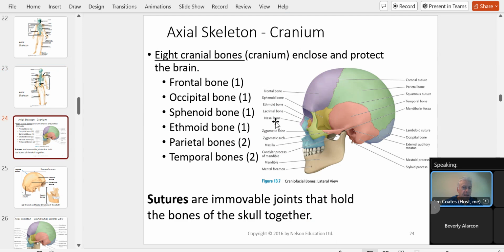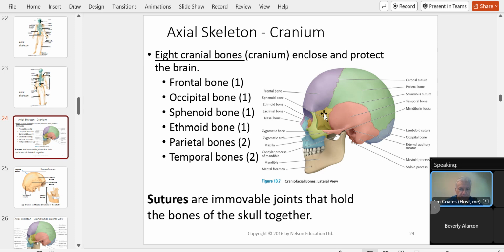You'll see there, we've got the frontal bone. You've got your occipital bone, and you can actually feel in the back of your head right here, there's a little groove, a little ridge called your occipital protuberance. Okay? Interesting there.